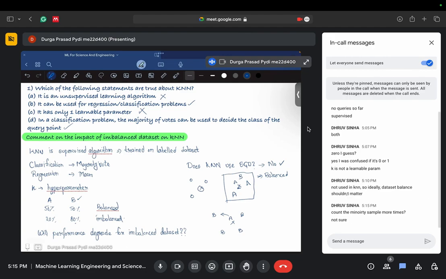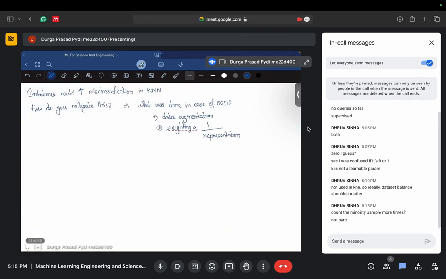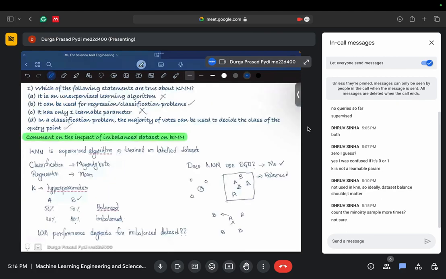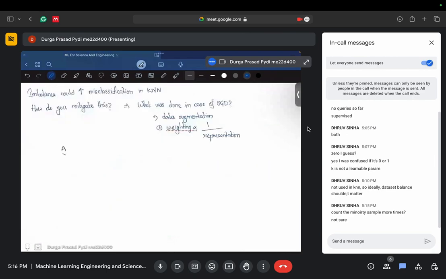Count the minority sample more times. The idea of weighing is something close to that, but we won't count it more times, so we actually come up with a weight. So essentially what we will do is, even in this scenario, say if this is your point A or this is your query point, and if the data set is properly done, most likely you will find all the nearest points to be A, and then you will also have B's.